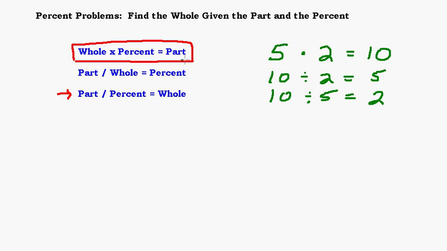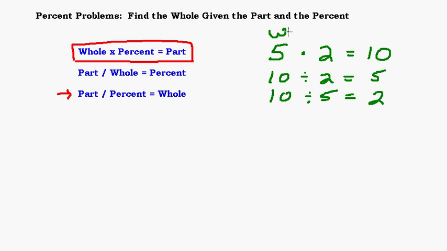And that's exactly what's happening over here. We know the whole times the percent is the part. So the part is like where the 10 is. The part is the answer of a multiplication problem. So therefore, you could take the part divided by the whole, and you'd end up with the percent, or the part divided by the percent would give you the whole. It's just like what's happening over here.